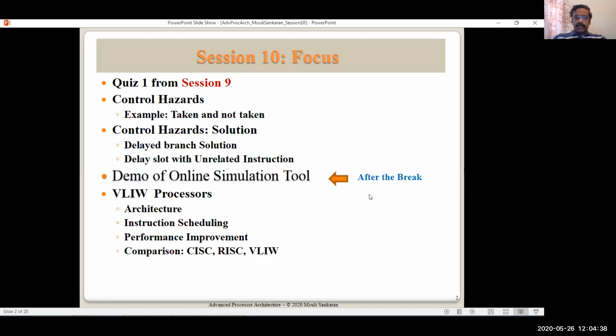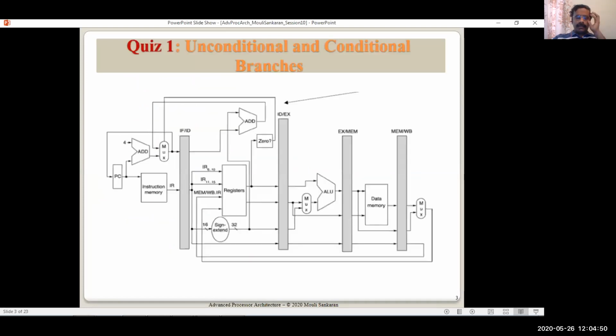So let us now start with a quiz. Start the day with a quiz. I don't know how many of you are there. 33 people. Okay. So let me show you the MIPS pipeline now. Can you see a difference here? If you are alert, you should be able to see the difference here.